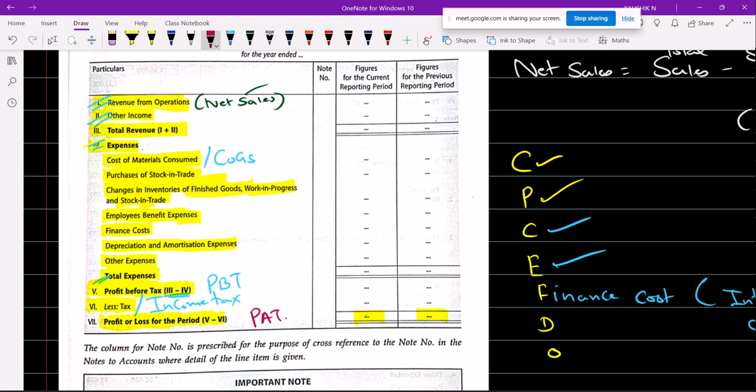If you have information about the tax or the percentage of tax, then you will do the needful and close your answer at profit after tax. If not, you'll close your answer within that line item of profit before tax.